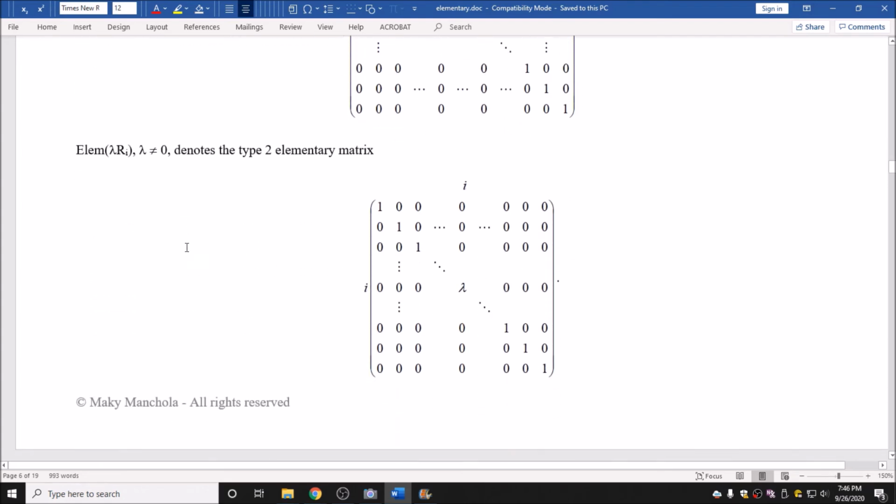We use the notation E, abbreviation of elementary, parentheses lambda times Ri parentheses, where lambda is not equal to 0, to denote the type 2 elementary matrix obtained by multiplying the ith row of I by lambda not equal to 0.